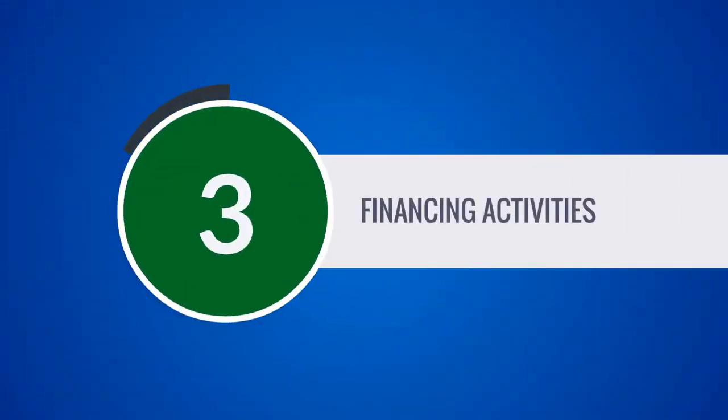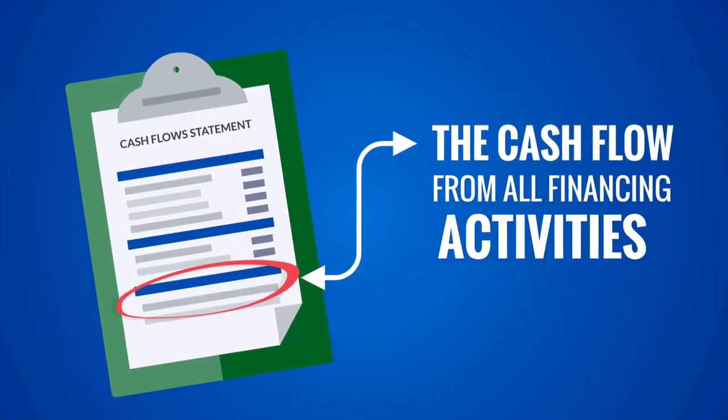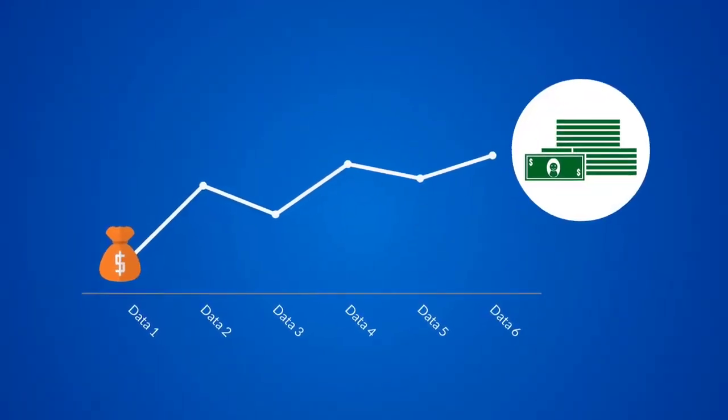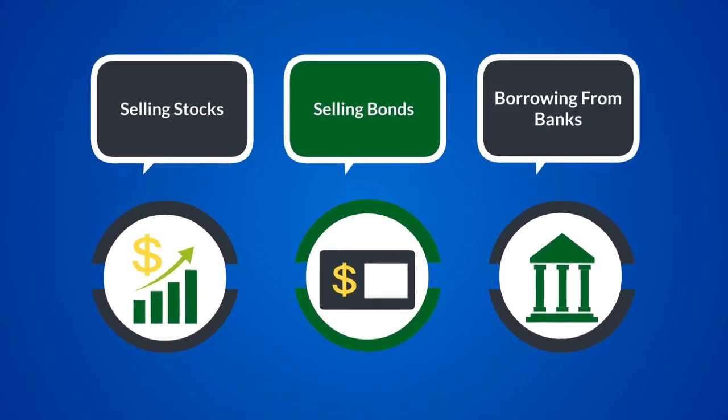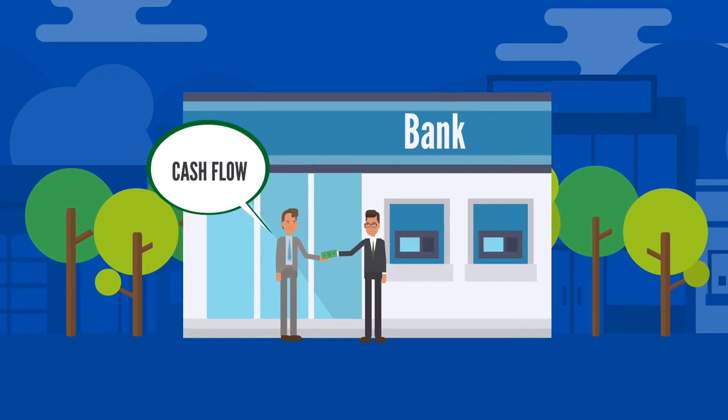Financing activities. The third part of a cash flow statement shows the cash flow from all financing activities. Typical sources of cash flow include cash raised by selling stocks and bonds or borrowing from banks. Likewise, paying back a bank loan would show up as a use of cash flow.